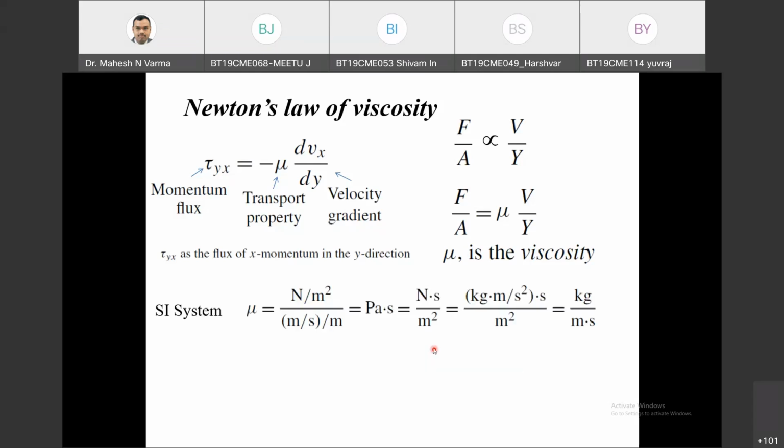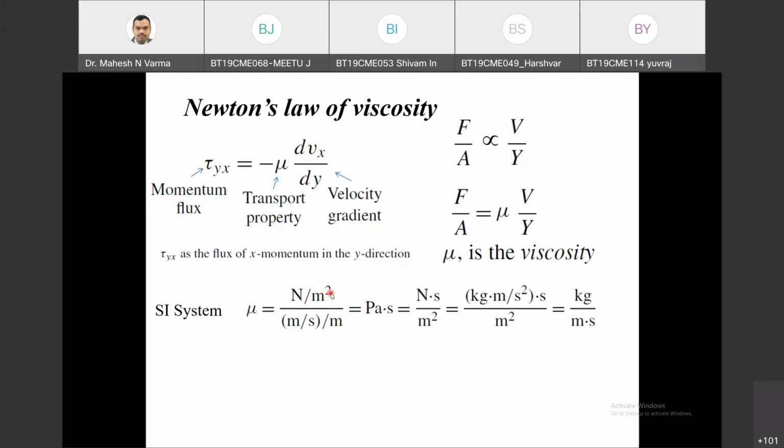So this is the SI unit. It will be Newton per meter square, meter per second, and meter. This is Pascal second, the unit of viscosity. This is Newton per meter square, and this is meter per second divided by meter, which is the unit of velocity gradient. This is the velocity gradient, and this is the unit of momentum flux.